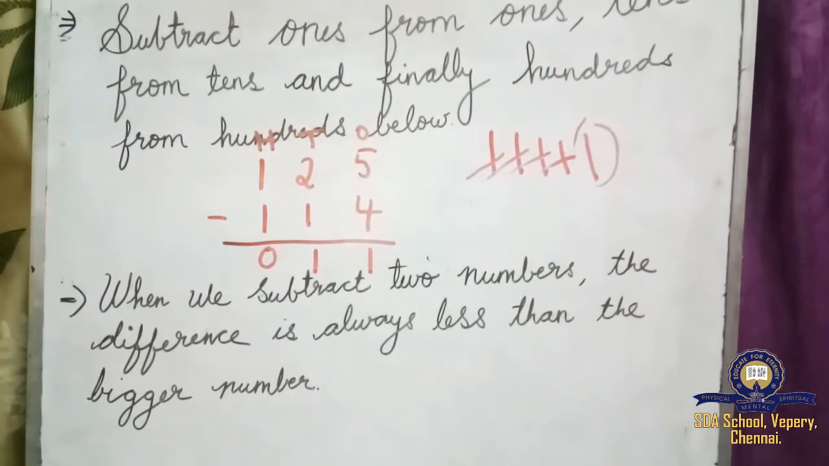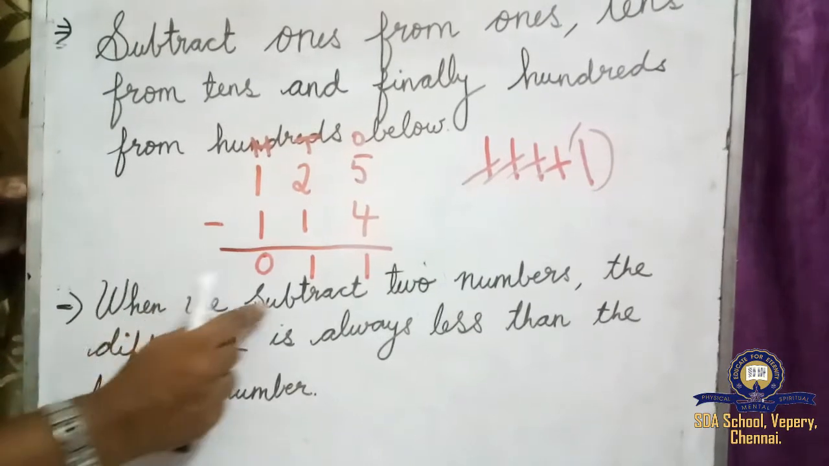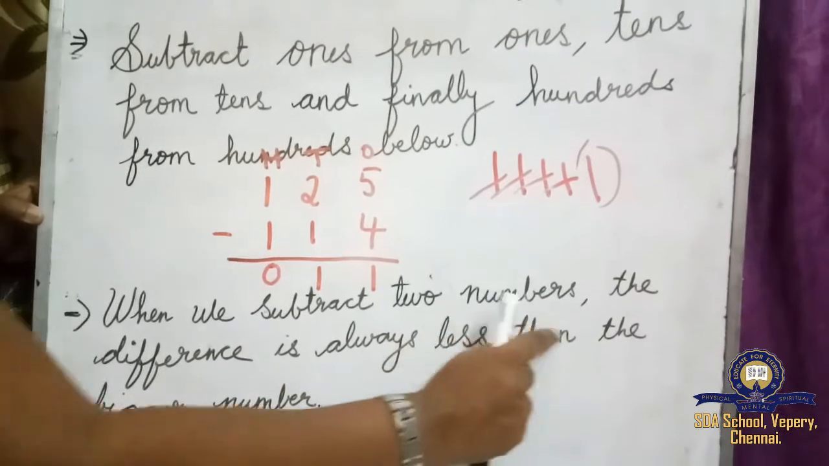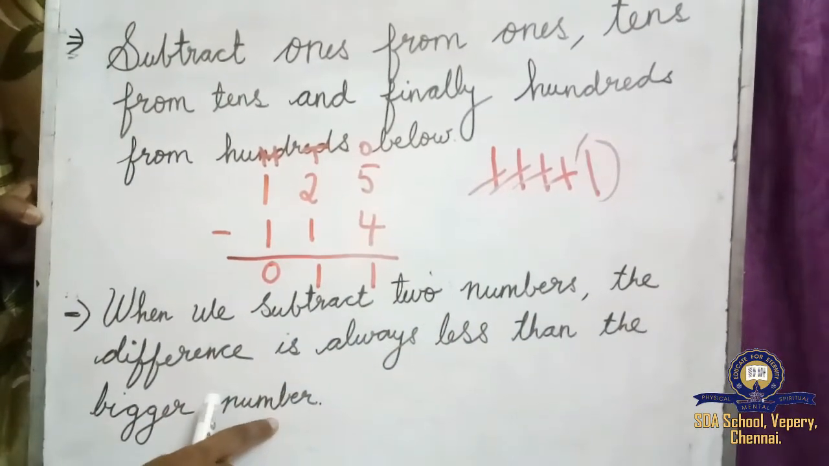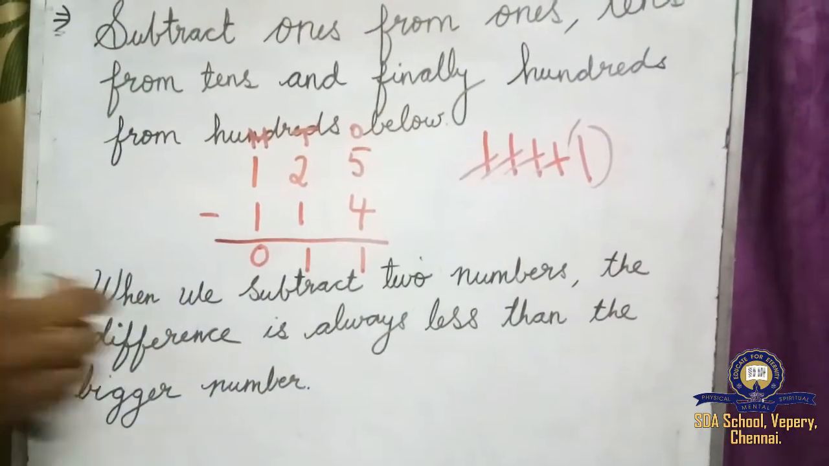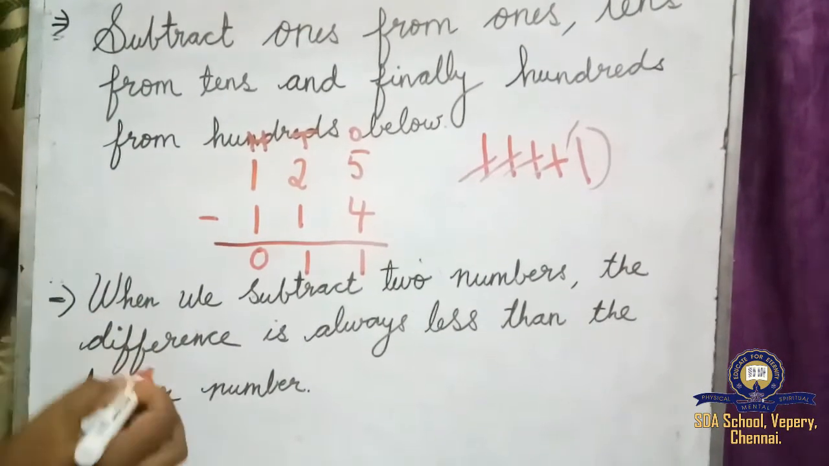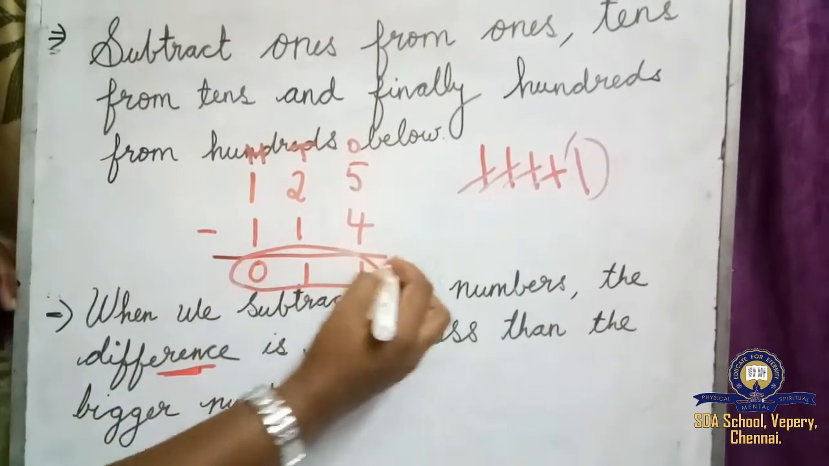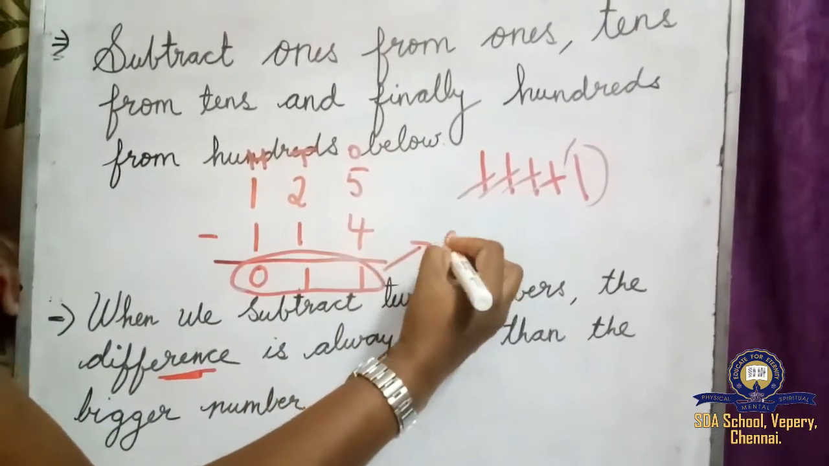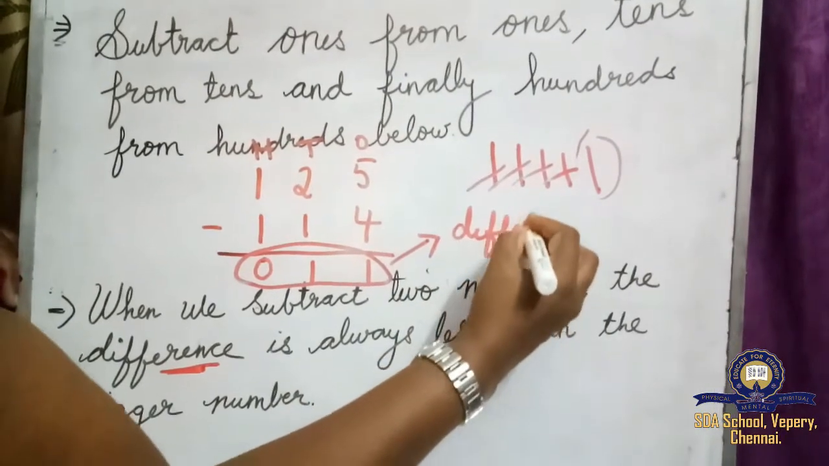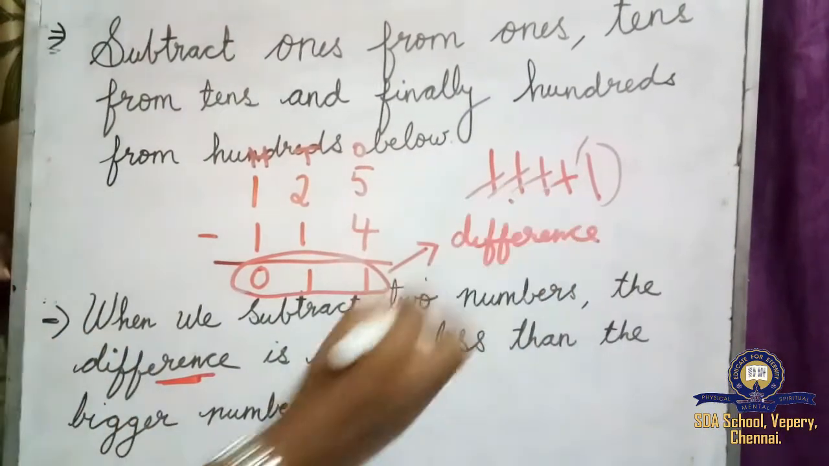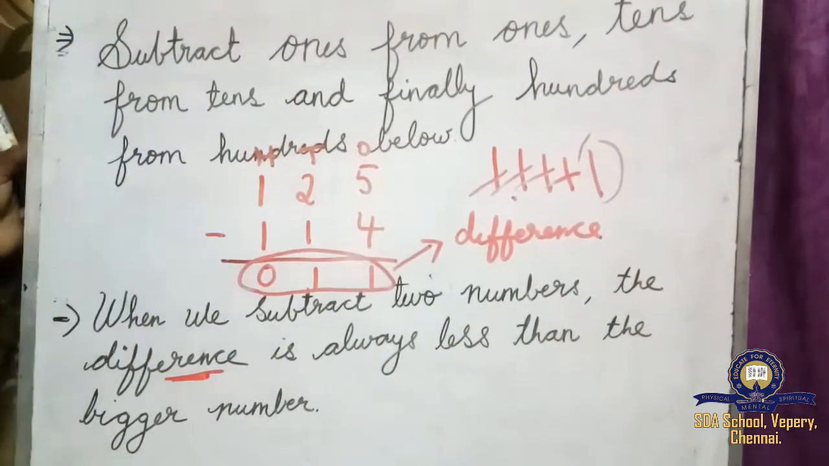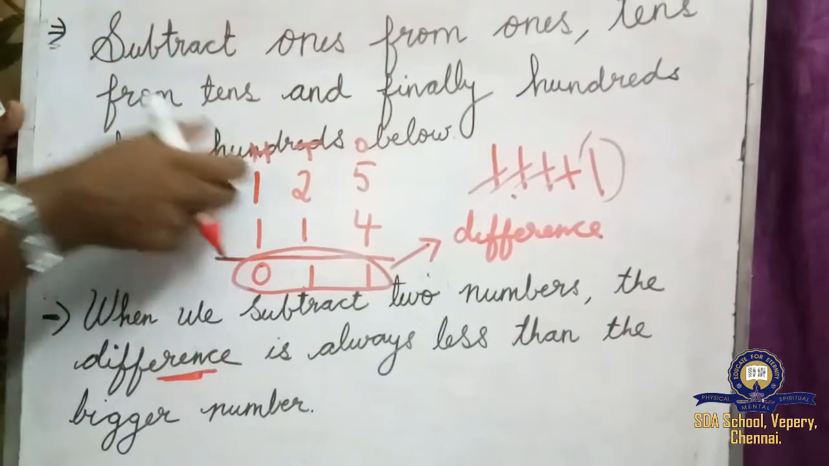Now let's see one more important rule to be followed. When we subtract two numbers, the difference is always less than the bigger number. What is the difference? Difference means the answer we get here. This is called difference. The difference is always less than the bigger number.